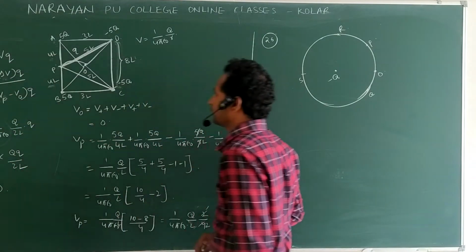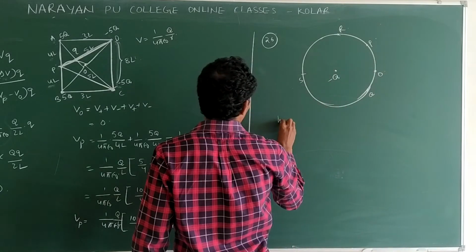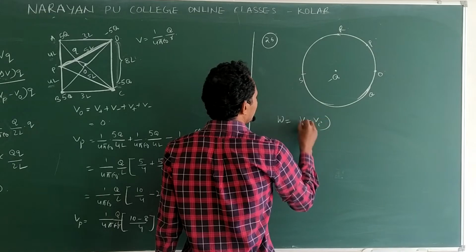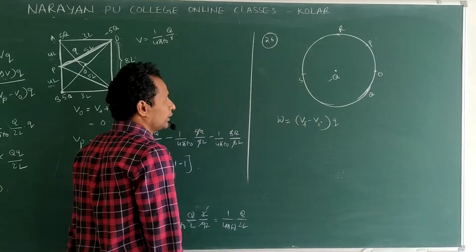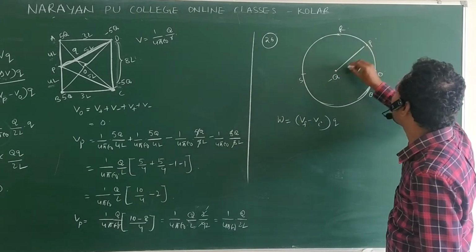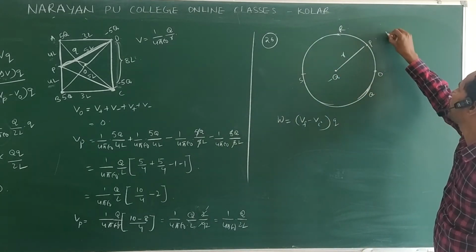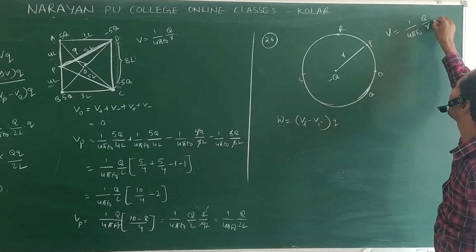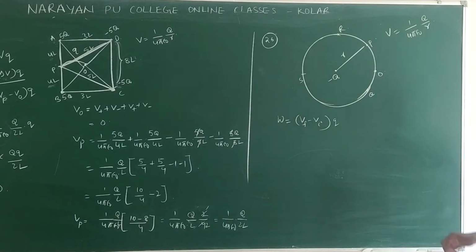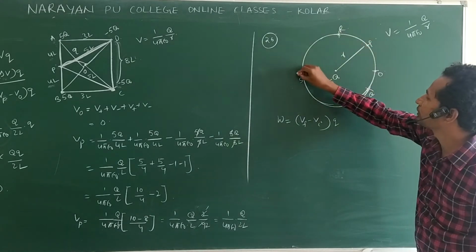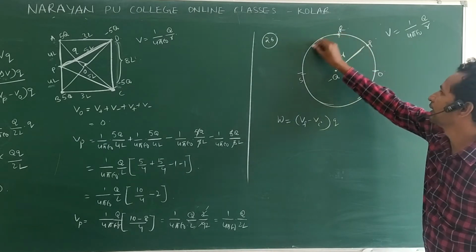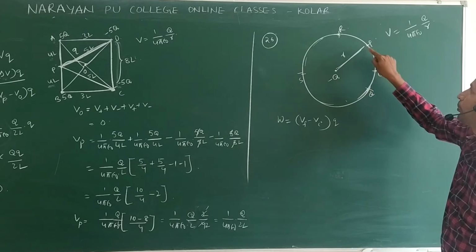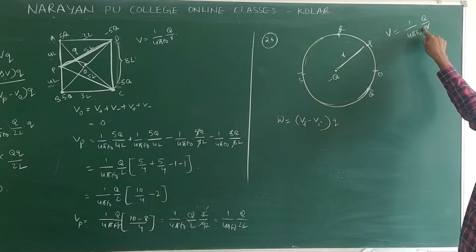If you take this, work done is equal to the difference in potential, V final minus V initial, into Q, or delta V. Now if you take a distance, our radius is R. So the potential of this charge will be 1 by 4 pi epsilon naught Q by R. The charge is minus, so you can write minus. Anywhere on this circumference, the radius remains the same, the magnitude remains the same, so the potential at each and every point remains the same.